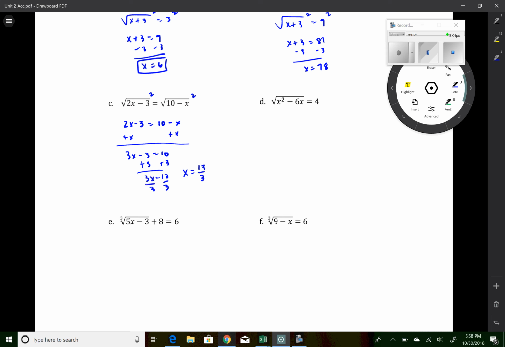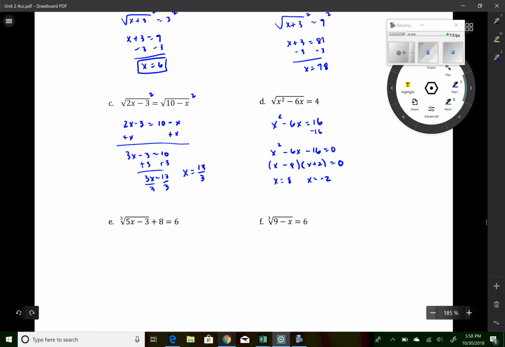For part D, if you square both sides, you get x squared minus 6x equals 16. Subtract 16 to the other side, and you get x squared minus 6x minus 16 equals 0. Factor, right? So what multiplies to make negative 16 but adds to make negative 6, and solve. Here you get two answers.